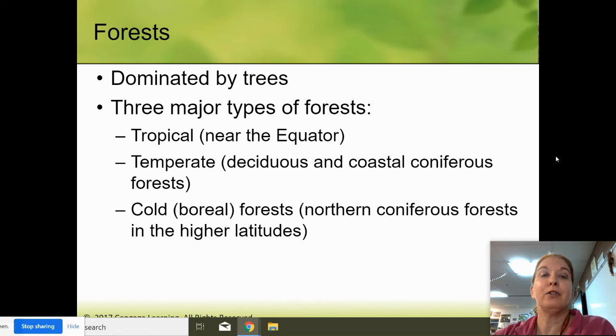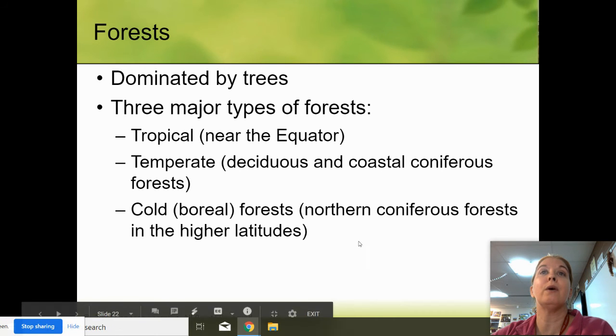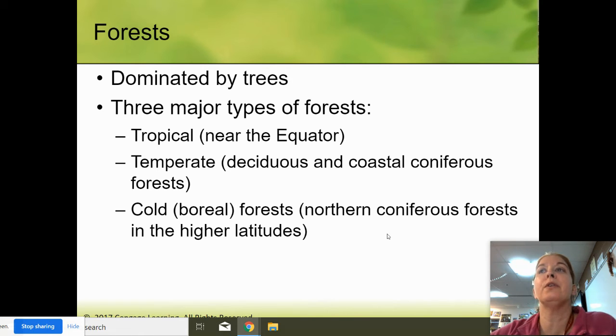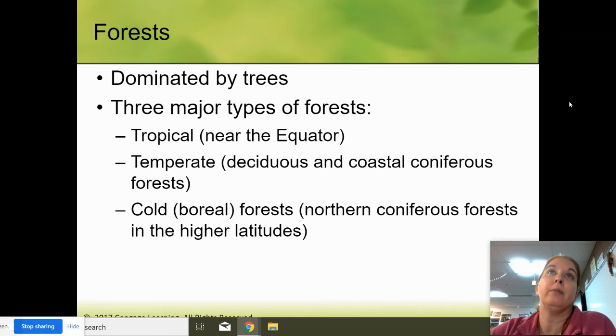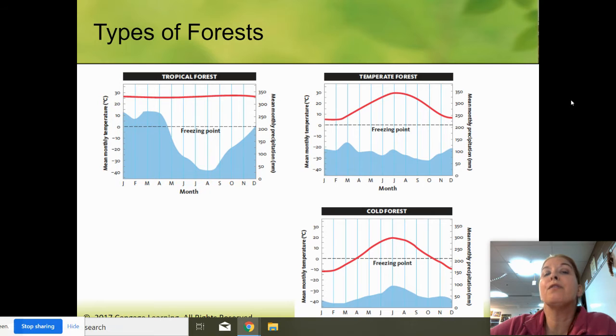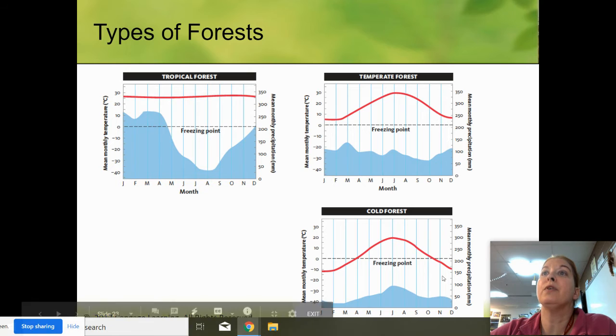Forests are dominated by trees. Who would have thunk? There are 3 major types of forests. You have your tropical, like your rainforest near Ecuador; temperate, which is near us, deciduous and coastal coniferous forests; and then your cold boreal forest, the northern coniferous forest in the higher latitudes. Once again, you're going to have a hot version, a cold version, and a medium version. It's like Goldilocks and the 3 bears, both biomes. So here's your tropical forest with lots of water, your temperate forest, and your cold forest.